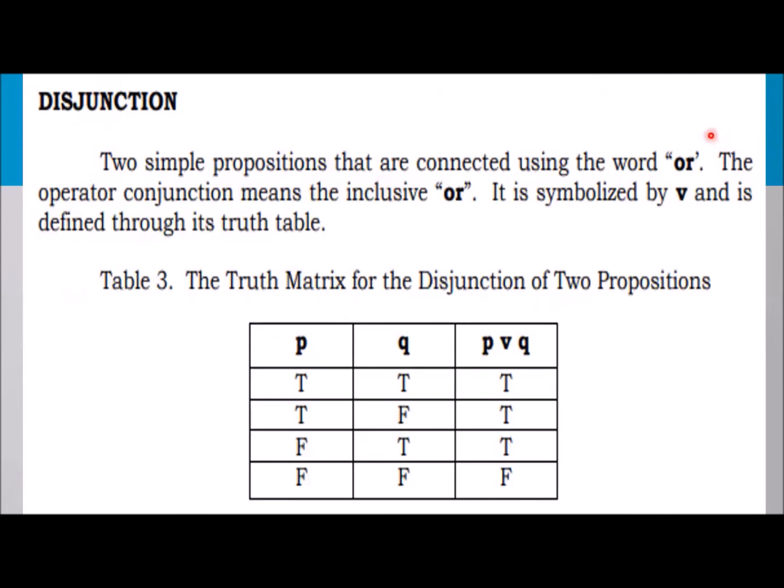Disjunction. "Or" naman ang ating connective. Tapos ang symbol ay small letter V. Ito naman ang ating truth table. So meron ulit tayong dalawang propositions. True or true is true. True or false is true. False or true is true. And then false or false is false.